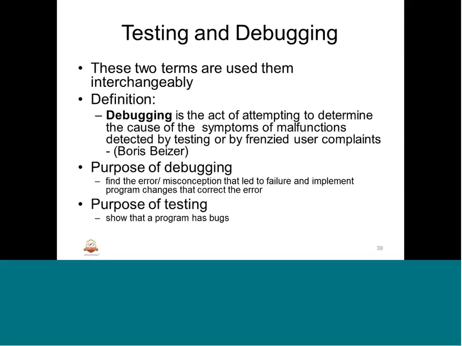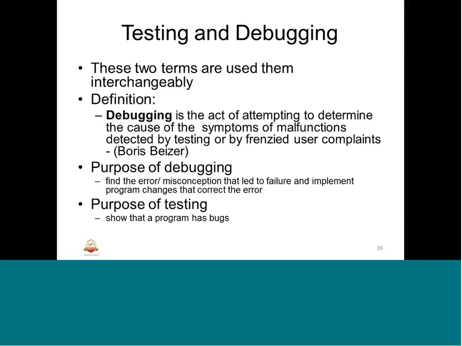Okay, so now the next thing is testing and debugging. These two terms are used for embedded system testing. They are used interchangeably. The definition of debugging is the act of attempting to determine the cause of the symptoms of malfunctions detected by testing or by user complaints. That means debugging will help in understanding and identifying some of the malfunctions found while testing. That is one of the definitions.